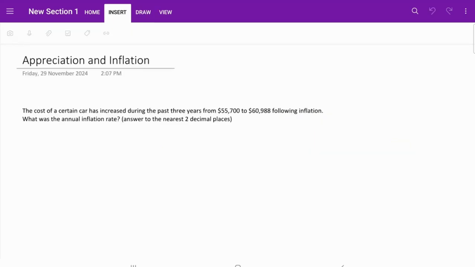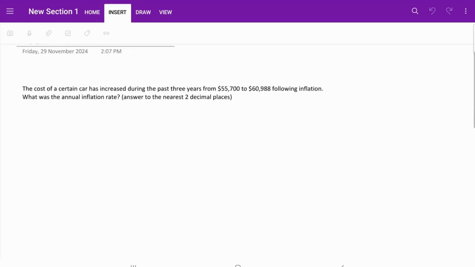Next question is looking at appreciation and inflation. So the cost of a certain car has increased during the past 3 years from $55,700 to $60,988 following inflation. What was the annual inflation rate? Answer to the nearest 2 decimal places.